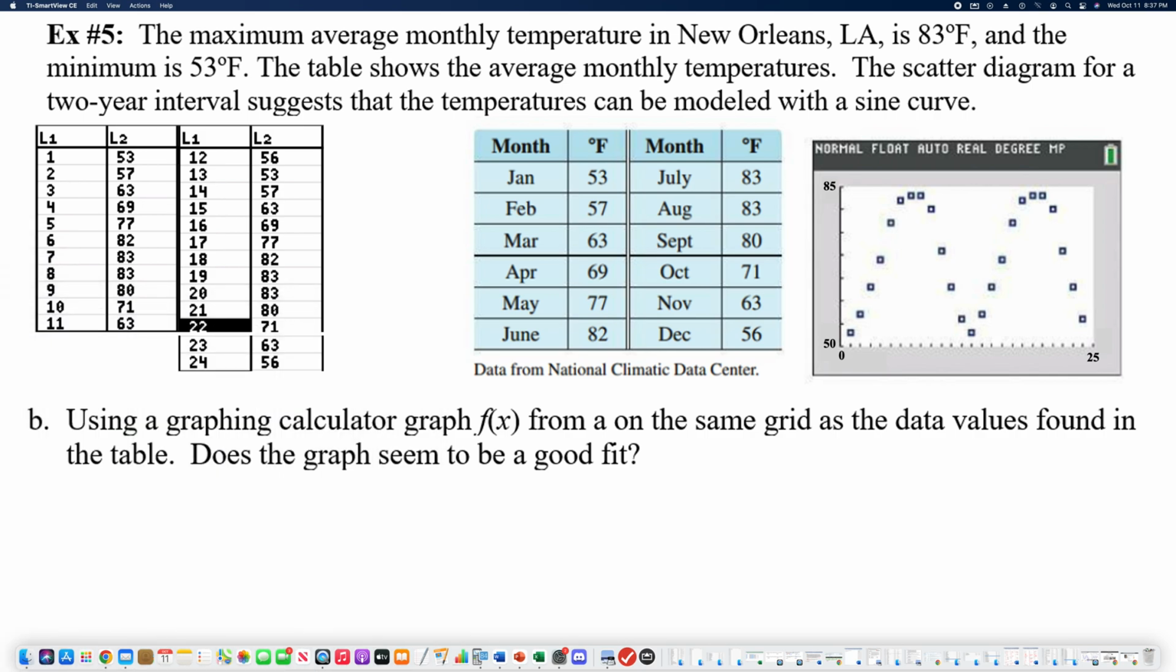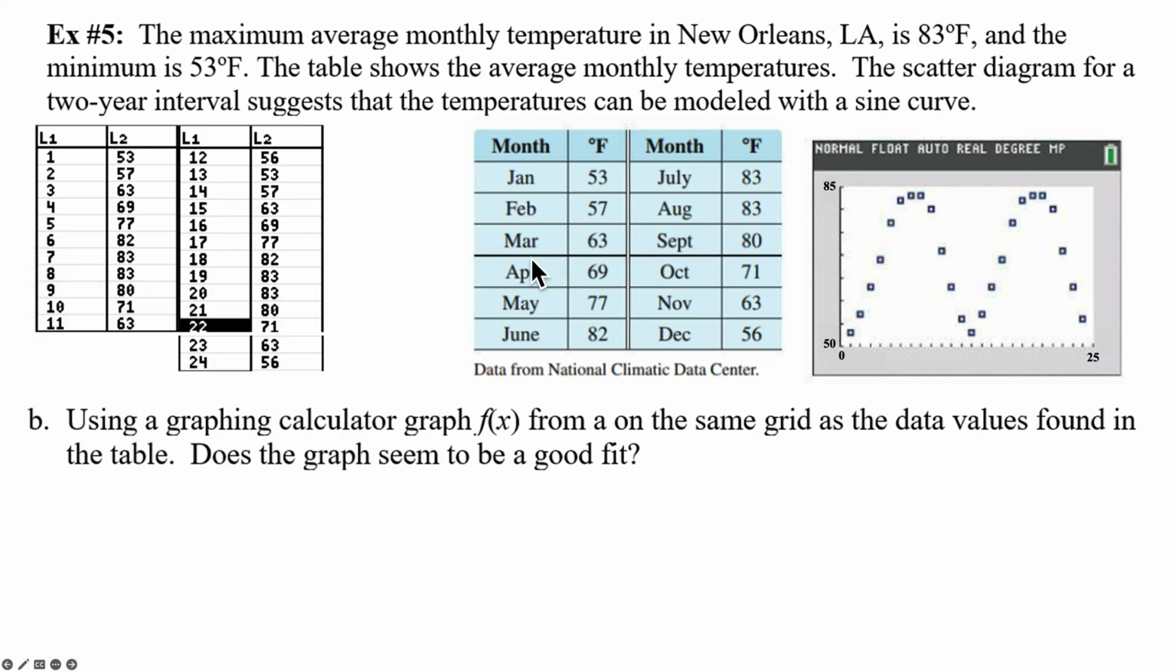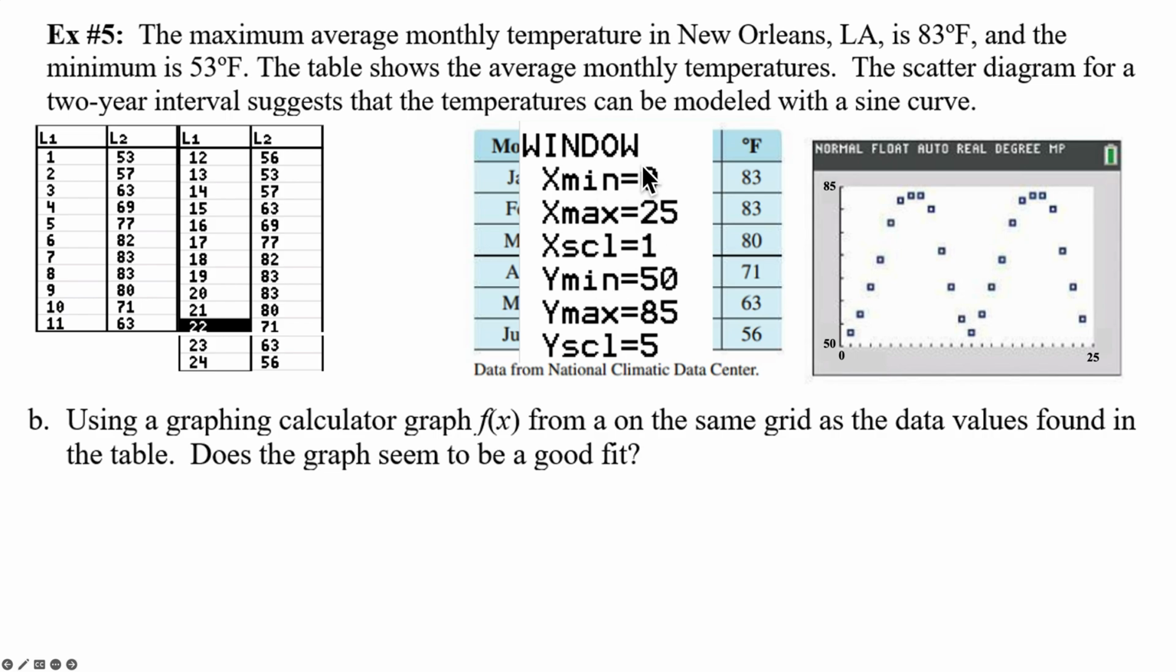Again, let me move this over to my other monitor. Next, what we want to do is change your window to match here. So hit the window button, Xmin 0, Xmax 24, counting by ones, Ymin 50, Ymax 85, counting by fives. That's your Y scale right there.